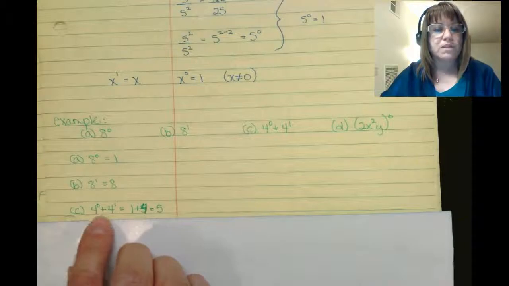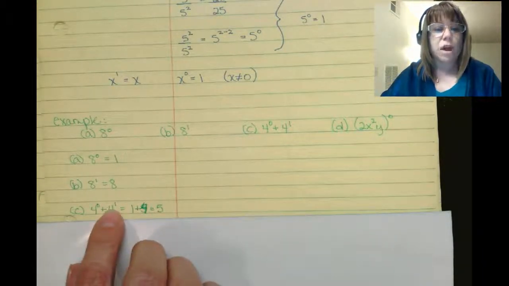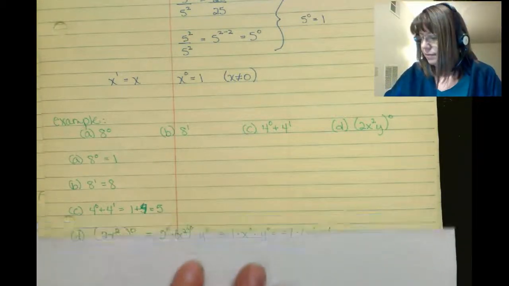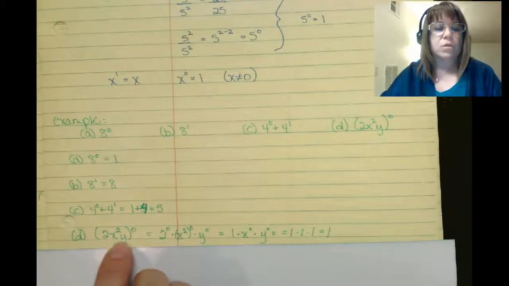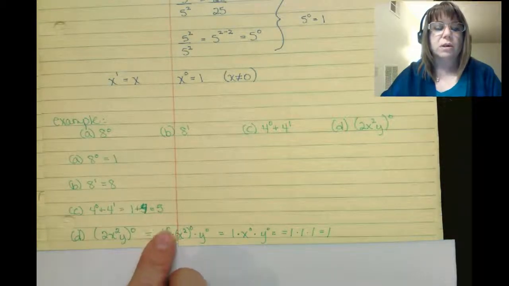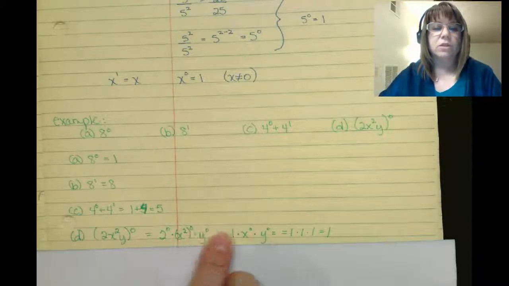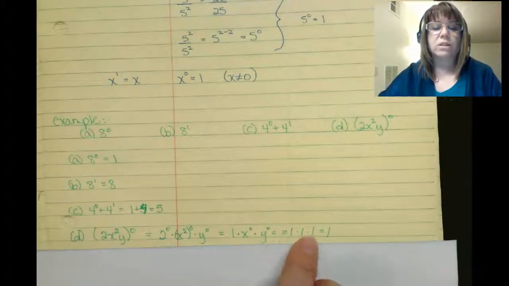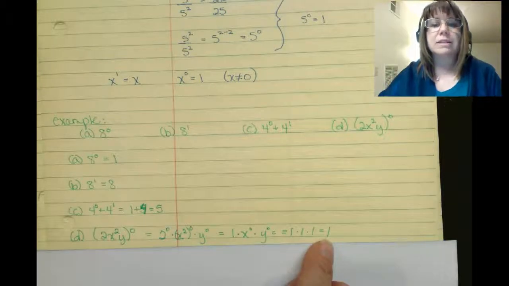4 to the 0 plus 4 to the 1. Well, 4 to the 0 is 1, and 4 to the 1 is 4, so 1 plus 4 is 5. And the last one, 2x squared y to the 0th power. Well, that's going to be 2 to the 0, x squared to the 0, y squared to the 0, which is really 1, x to the 0, y to the 0, which is 1 times 1 times 1, which is 1. Anything to the 0 power, as long as it's not 0, is 1.